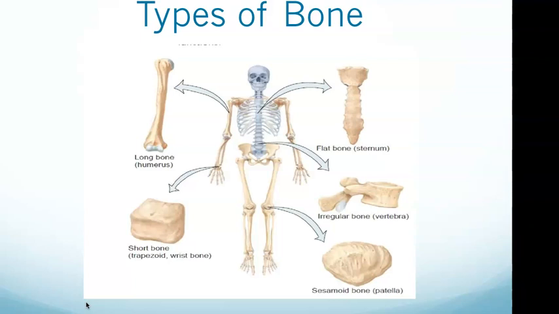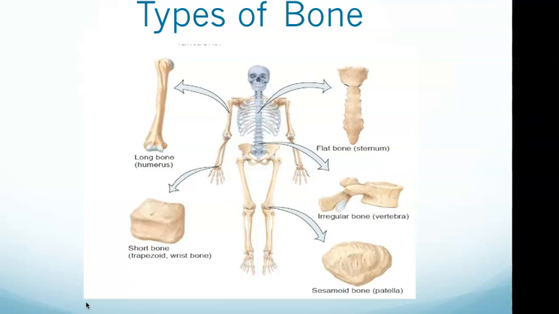Okay, short bones, they're kind of bottom left, right? They are wider than they are long. Some typical examples are the carpals and the tarsals. And again, it says wrist bone down there, and that's short bones.